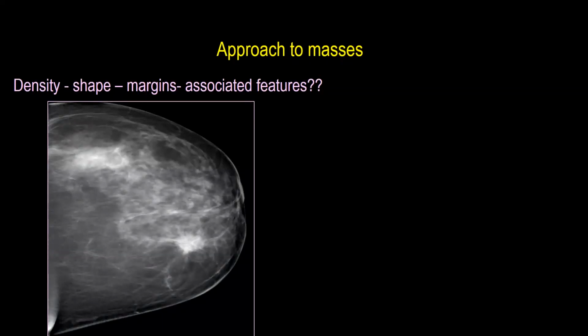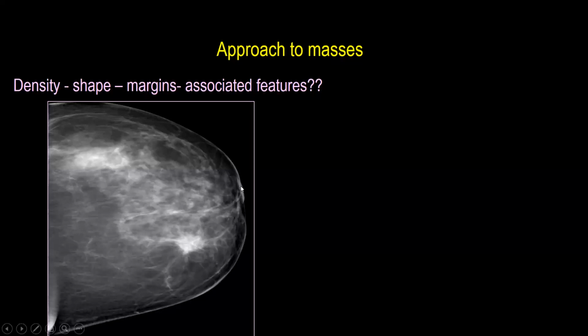Regarding the density: high density. Irregular shape and spiculated margin. Spiculated and irregular shape. Regarding the associated features: trabecular thickening, nipple retraction.